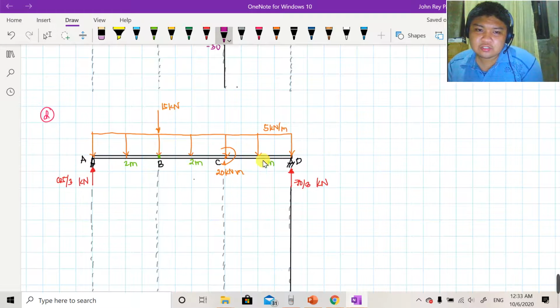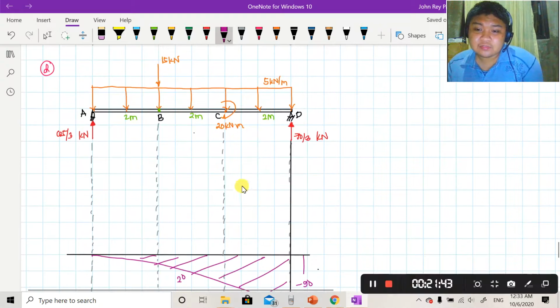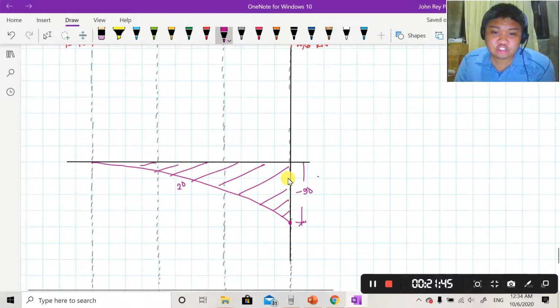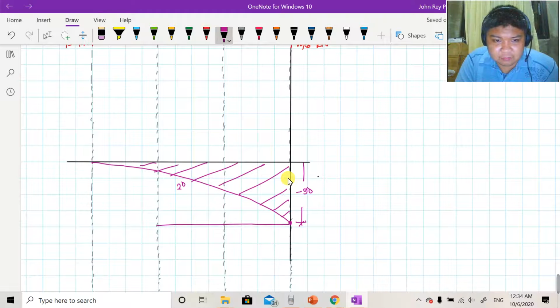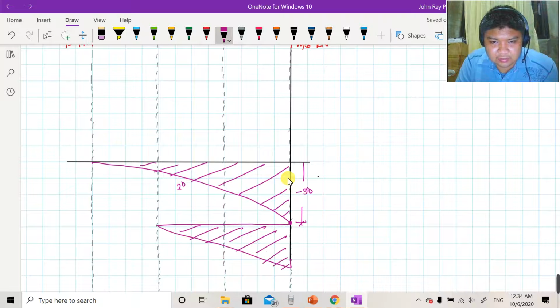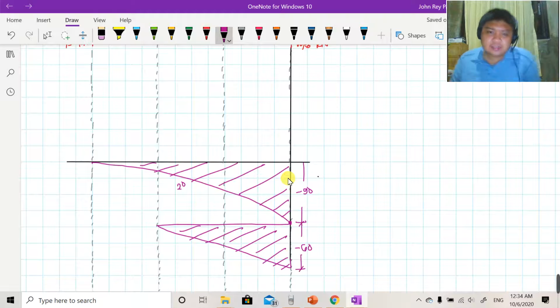So, 15 kilonewton, this time ang distance niya na ay 4 meters. Therefore, 60 kilonewton yan, class, di ba? So, pag drawing ulit natin yan, mapupunta siya dito. Okay, so ganito na yung magiging drawing natin. So, negative 60 kilonewtons siya. Okay, so dito magkakaroon na ng tanong.